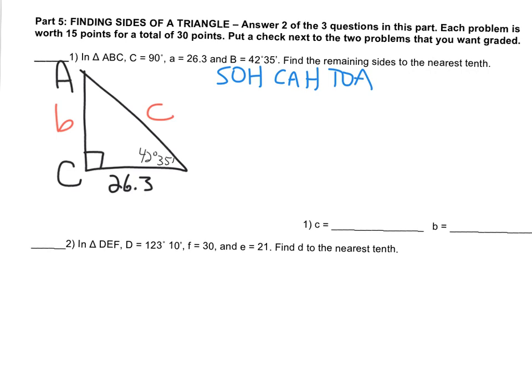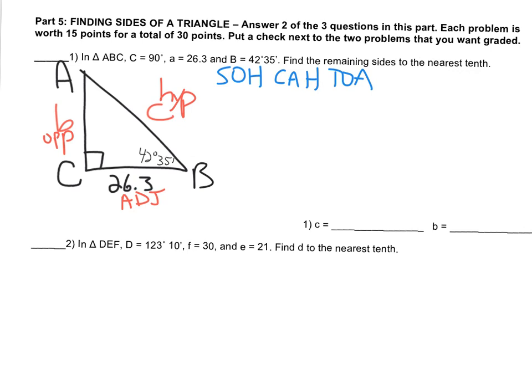Here the angle given to you is angle B. That's the 42 degrees, 35 minute angle. So little b is then going to be the opposite side, and little c, that's the side opposite the right angle, that's going to be the hypotenuse. So I have little b is the opposite, little c is the hypotenuse, which means this remaining side then is going to be the adjacent. So let's go about finding little c first.